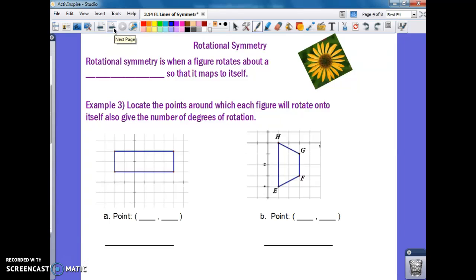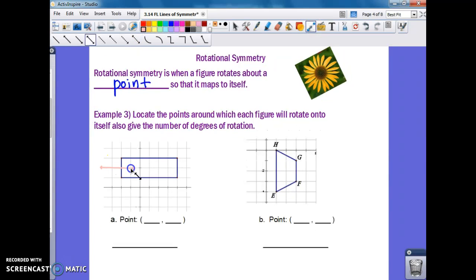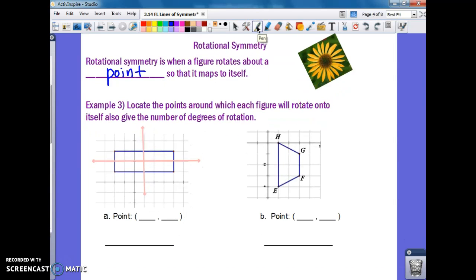Along with lines of symmetry, you also have rotational symmetry. Rotational symmetry is when a figure rotates about a point so that it maps onto itself. Example 3, locate the points around which each figure is rotated onto itself and give the number of degrees of rotation. Now if you remember, this is the rectangle we just talked about. We had the lines of symmetry that went here and went here. If you notice, they meet at a point. This point is our center of rotation. That point is the point 1, 2.